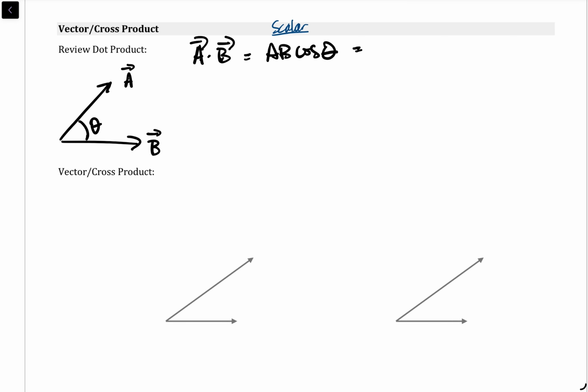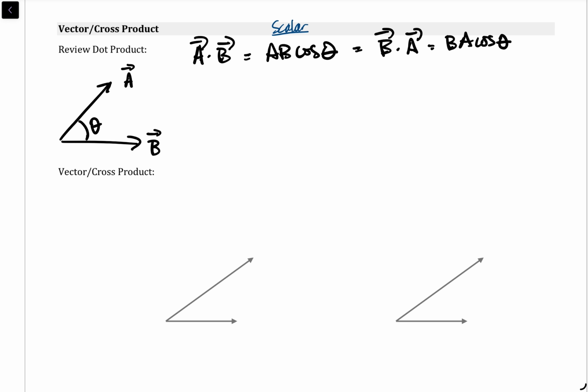A dot B is equal to B dot A, right? I can change the order of those, and then this would just be BA cos theta. So those are going to give us the same values, the same magnitude, and we don't have a direction. And so those two things are equivalent to each other.